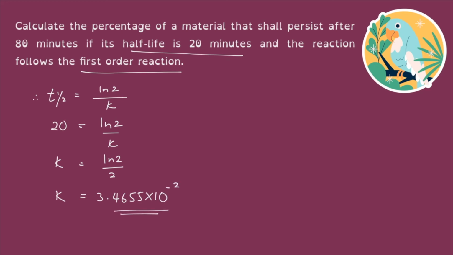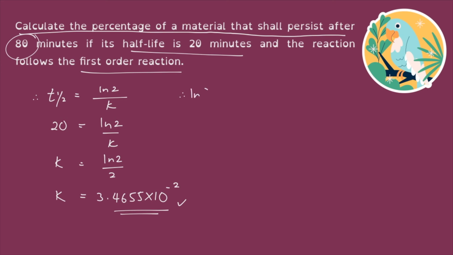Right, let's look at the question again. It asks you to calculate the percentage of the material that shall persist. That means the question wants you to know what percentage of your starting material, or your reactant, will still be there after 80 minutes. So you need to use the first order reaction formula, and then use the value of K that we have calculated here, and you shall get your AT.